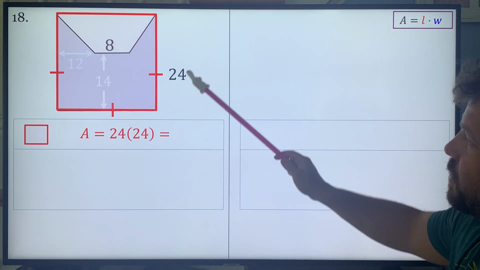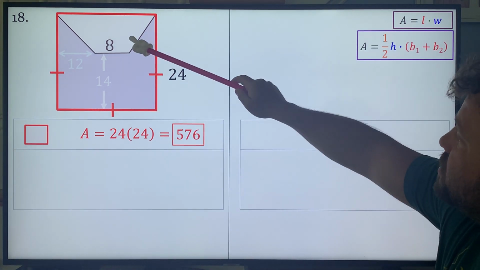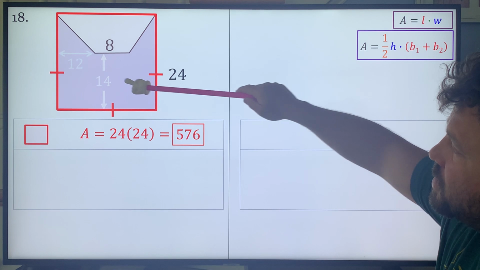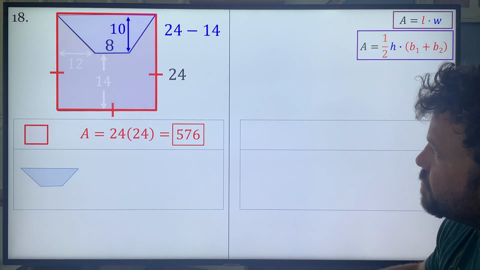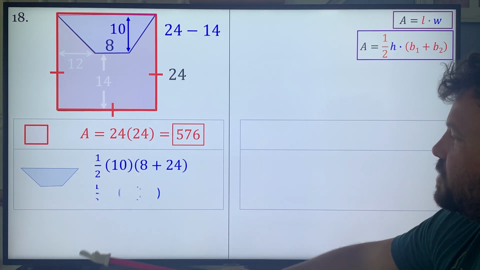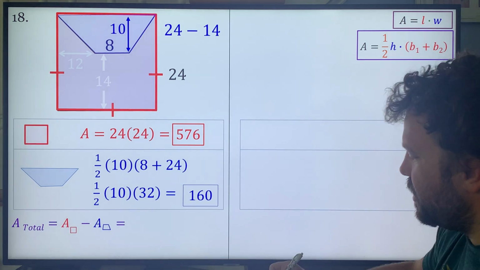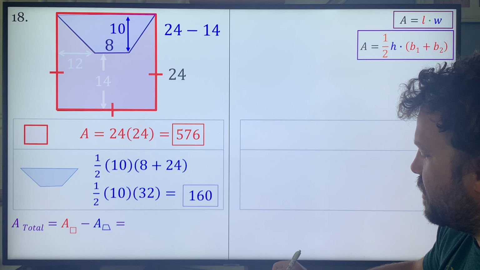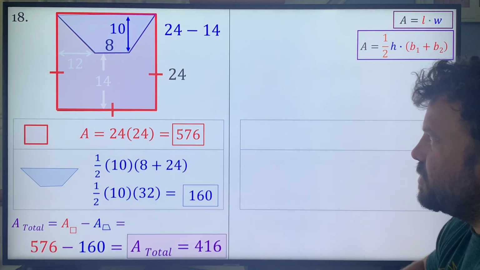You take the square. 24 times 24 is 576. All right, and then you have the trapezoid right here. 8 and 24 are your 2 bases, and your height is 24 minus 14, which is 10. 1/2 of 10 times 32, which gives you 160. You take the two numbers, you add them together. Okay. Follow me? And you get 416.